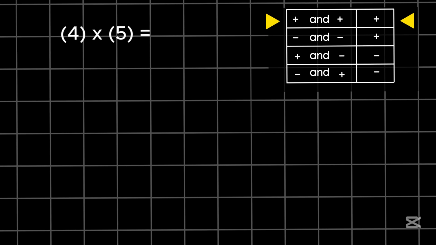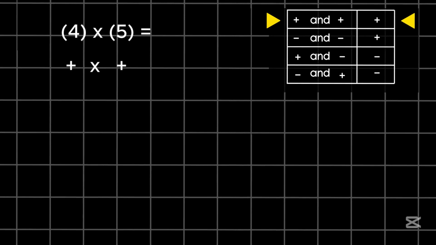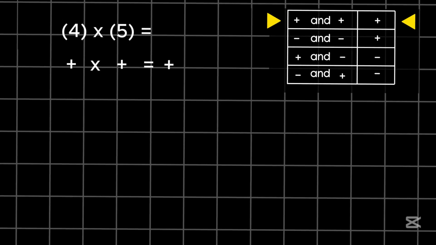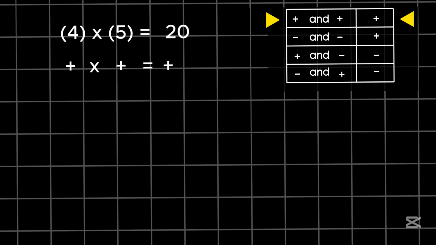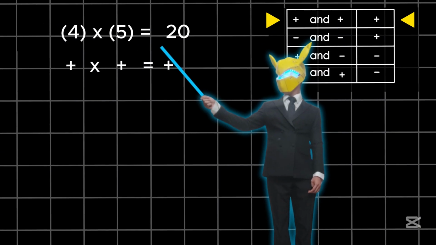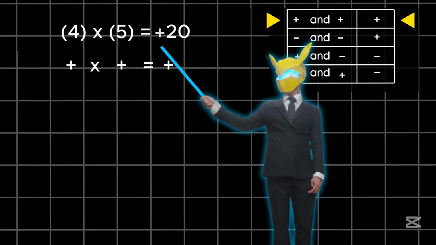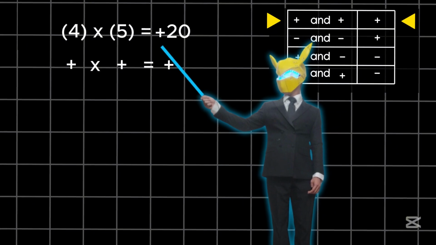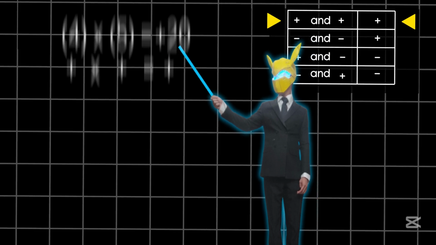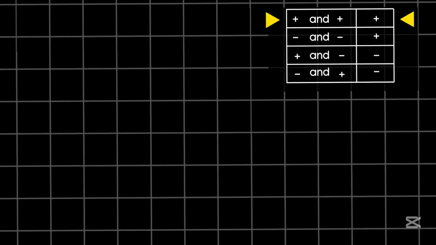Let's take a positive number and a positive. 4 times 5. We have a positive times a positive number, so that should be a positive answer. 4 times 5 equals 20. If there is no symbol in front of the number, like this 20, it has an imaginary plus in front of it. It is automatically positive. Remember, there are different ways to multiply a number.